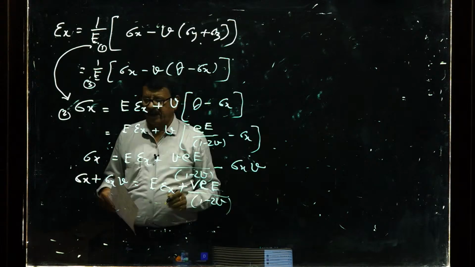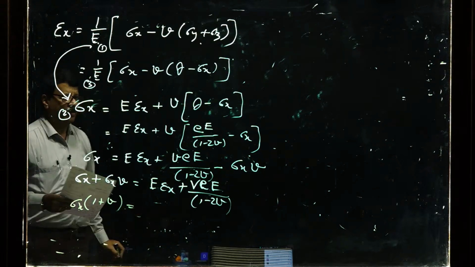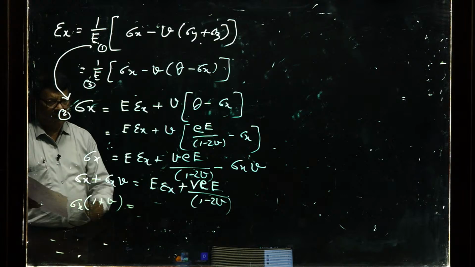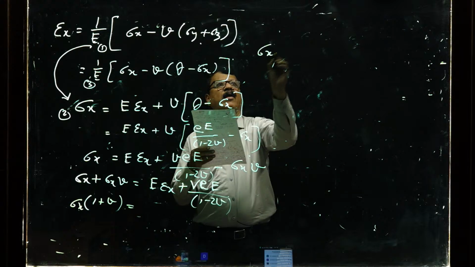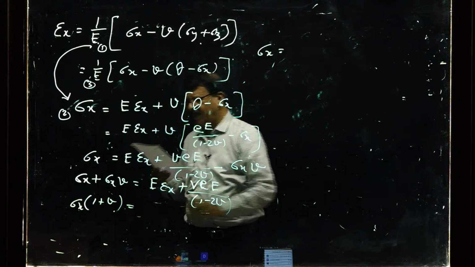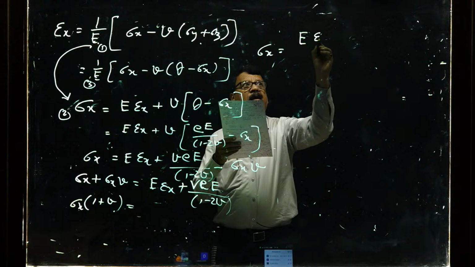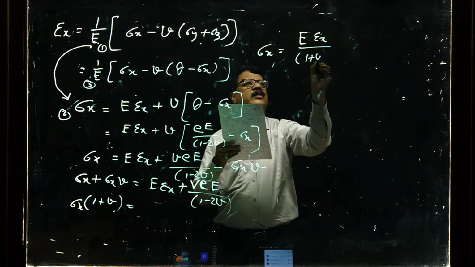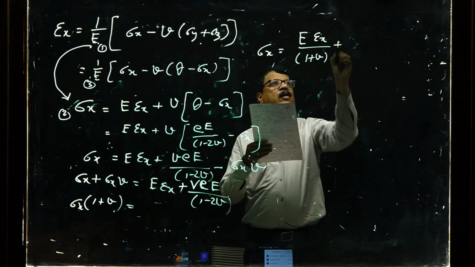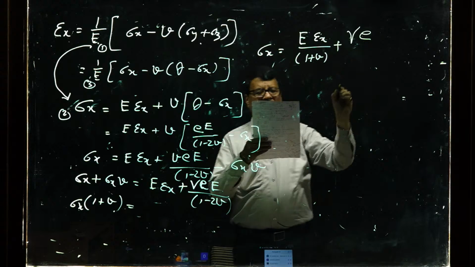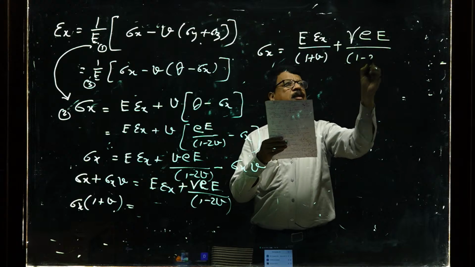Okay. If you take sigma x common, 1 plus Poisson's ratio is equal to this. Now for the sigma x, if you send 1 plus Poisson's ratio to the other side, so you will get E x upon 1 plus Poisson's ratio plus E upon 1 minus 2 Poisson's ratio.